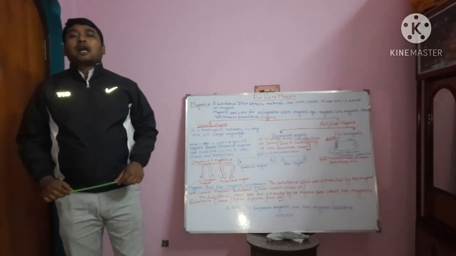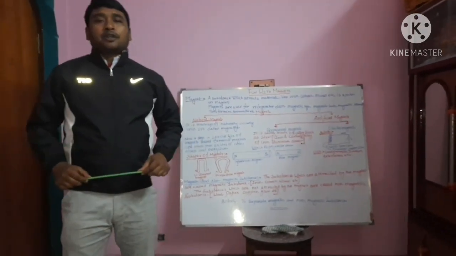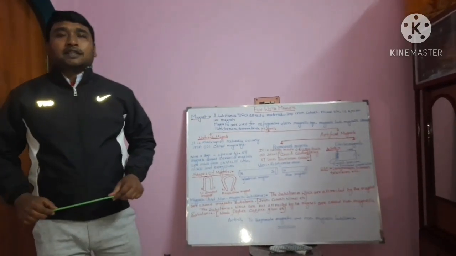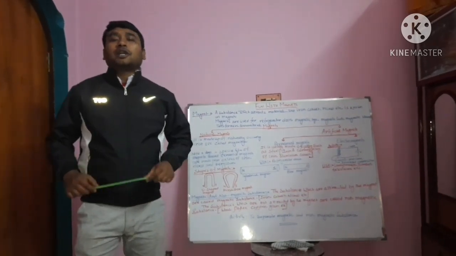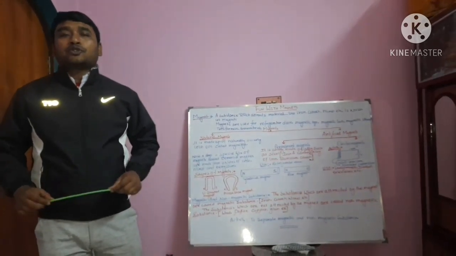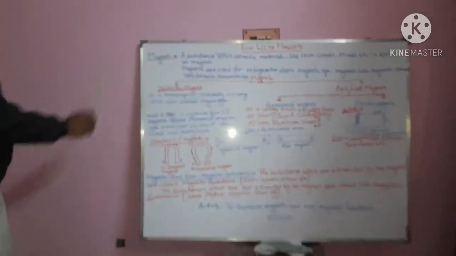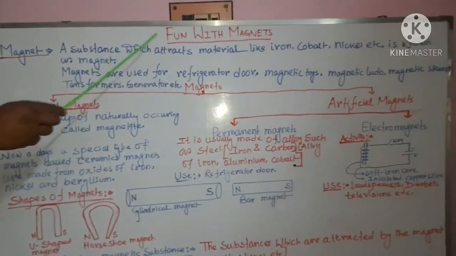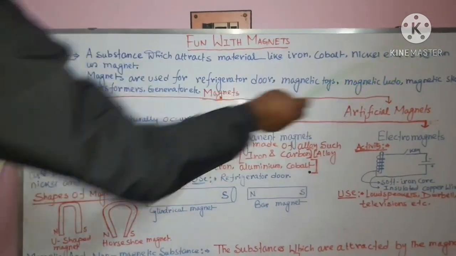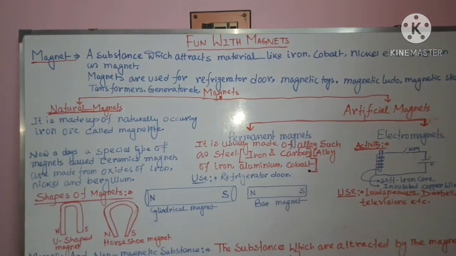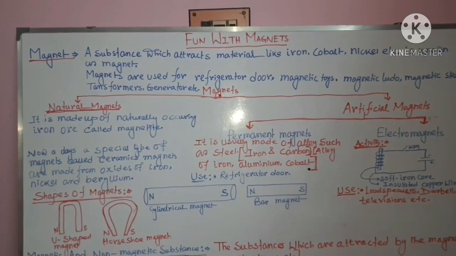In physics, our next chapter is fun with magnet. In this chapter, we will know what we mean by magnet, the different uses of magnet, and the different characteristics of the magnet. So first we want to know what we mean by magnet. Now see the board very carefully. Magnet: a substance which attracts materials like iron, cobalt, nickel, etc., is known as magnet.